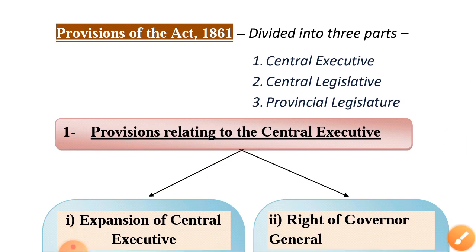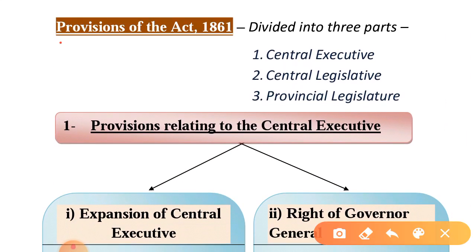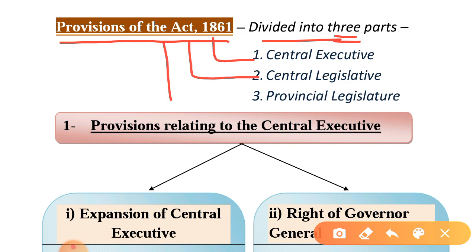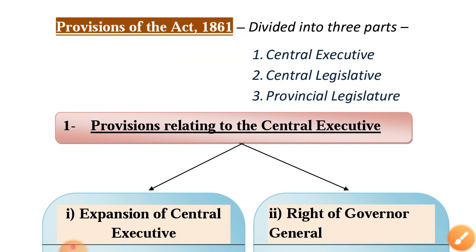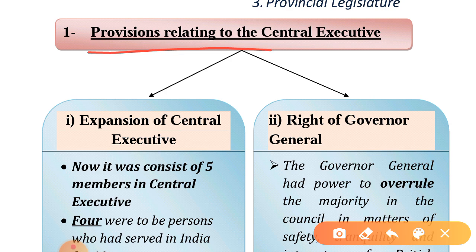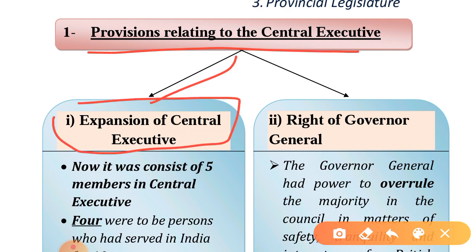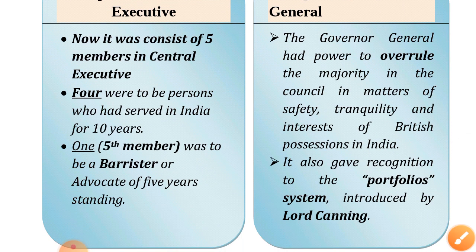Next, provisions of the Act 1861 divided into three parts: Central Executive, Central Legislative and Provincial Legislature. Provisions relating to the Central Executive. First, expansion of Central Executive. Total 5 members in Central Executive.